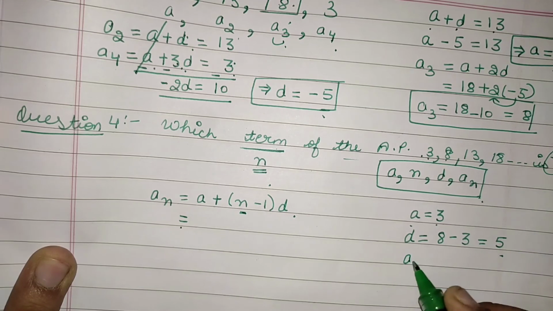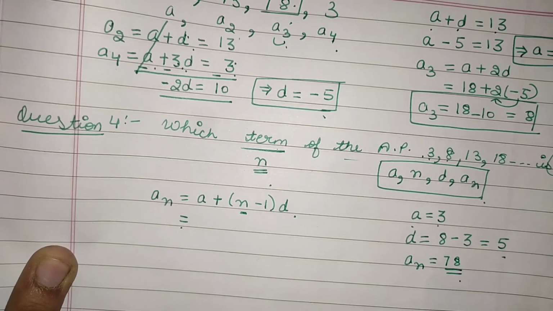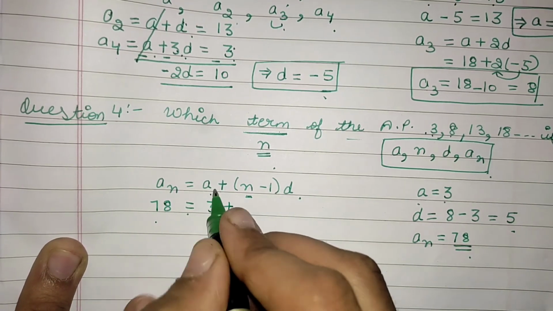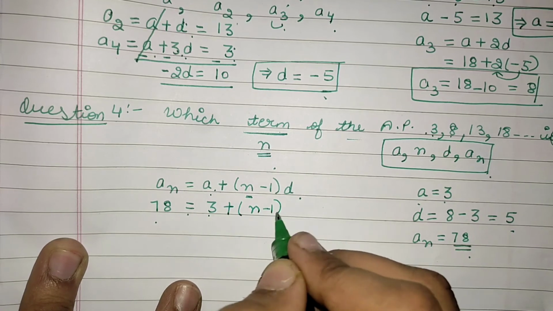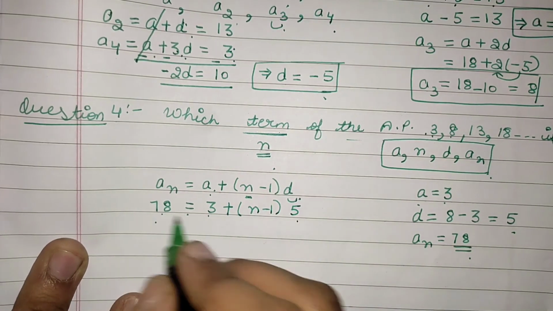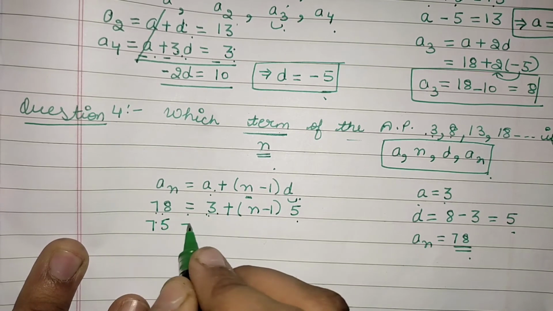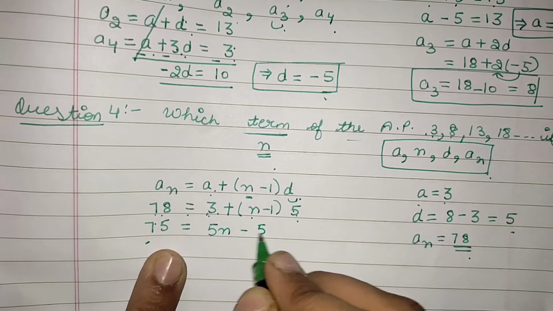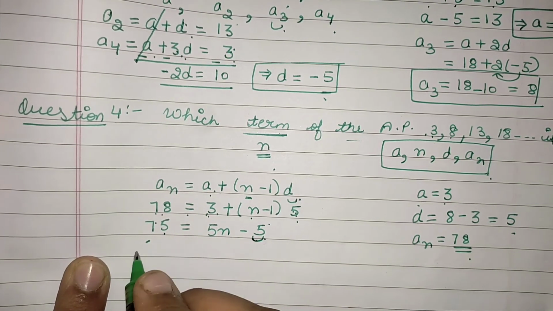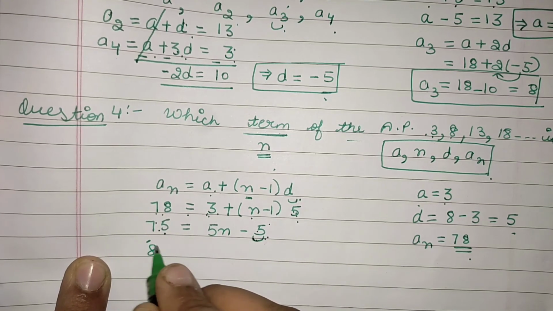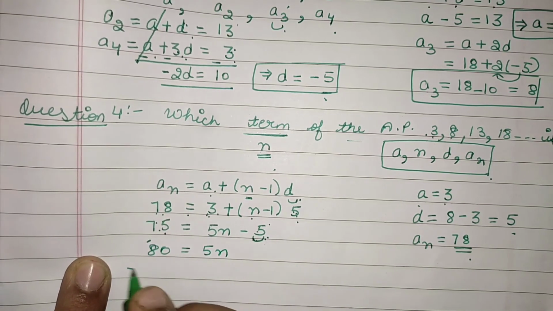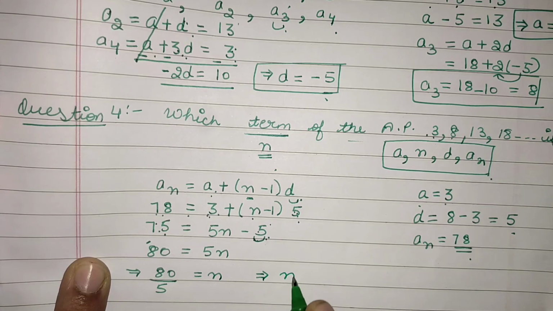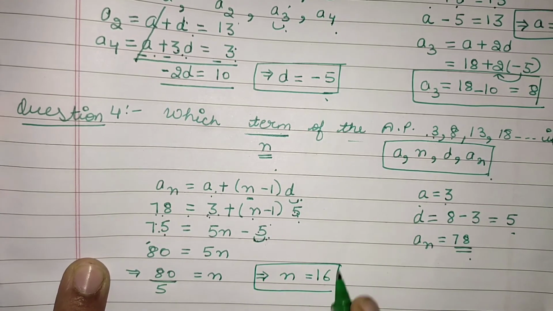So put the values and you will get your final answer. an means the value of the nth term is given to you. This is equal to 78. 78 is equal to a, which is 3, n I have to find, and d is 5. So 78 minus 3 will become 75 equal to 5n minus 5. This 5 is subtracted here, so when it comes to this side, 75 plus 5 will become 80 is equal to 5n. Then 80 by 5 is equal to n. So my n will become equal to 16.